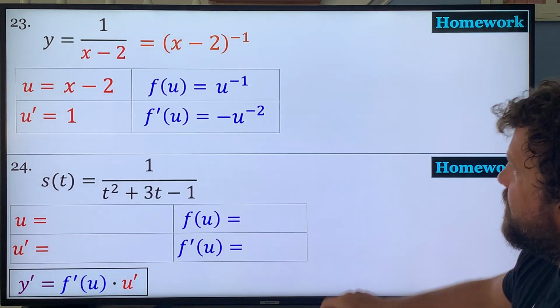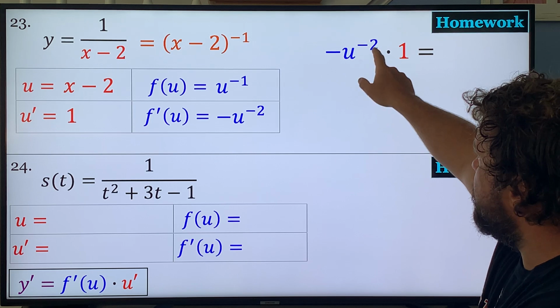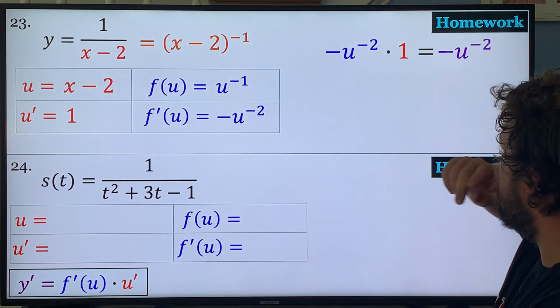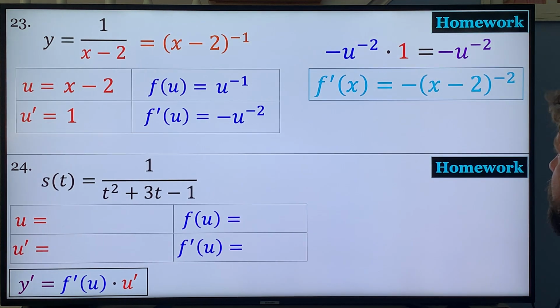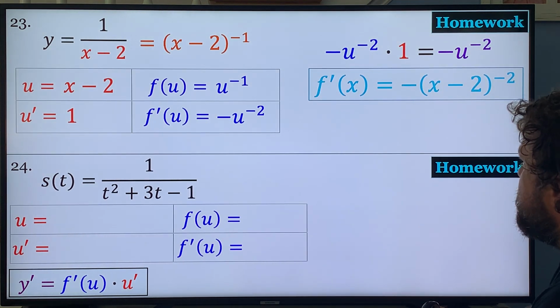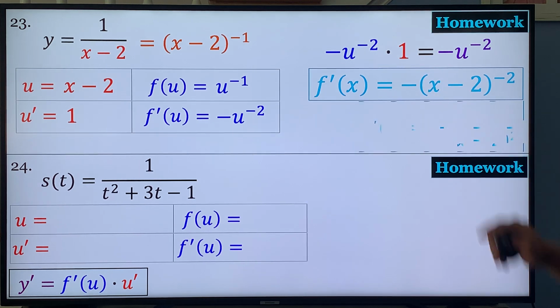But watch how easy this is. 1 times negative u to the negative 2 is negative u to the negative 2. Negative (x minus 2) to the negative 2. Or negative 1 over (x minus 2) squared.